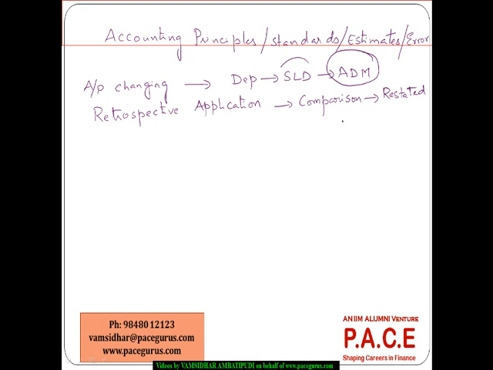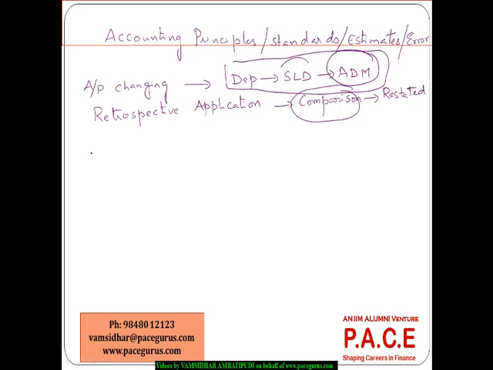So to promote comparability, it is very much expected that if there is any kind of such change in the accounting principles, it is mandatory for a company to restate the prior period's financial statement also based on the changed accounting principle. So that is what we call retrospective application.